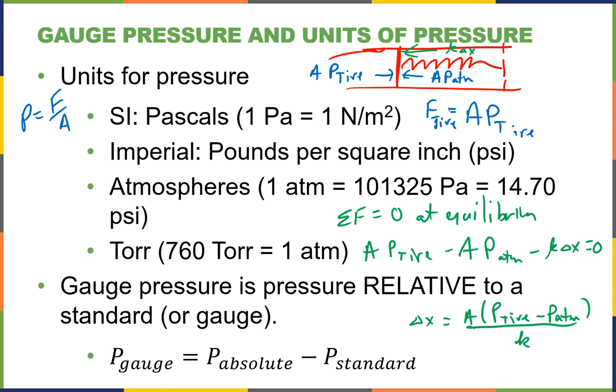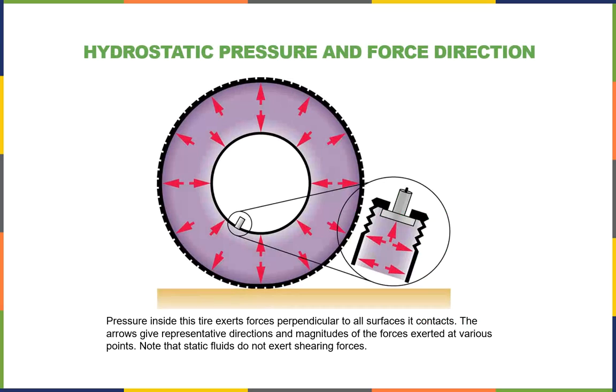all over K. And what do we call pressure tire minus pressure atmosphere? The gauge pressure. So the amount that thing moved tells me the gauge pressure, which conveniently enough we measure with a pressure gauge. Yeah, look at that. So gauge pressure is an important thing to understand.